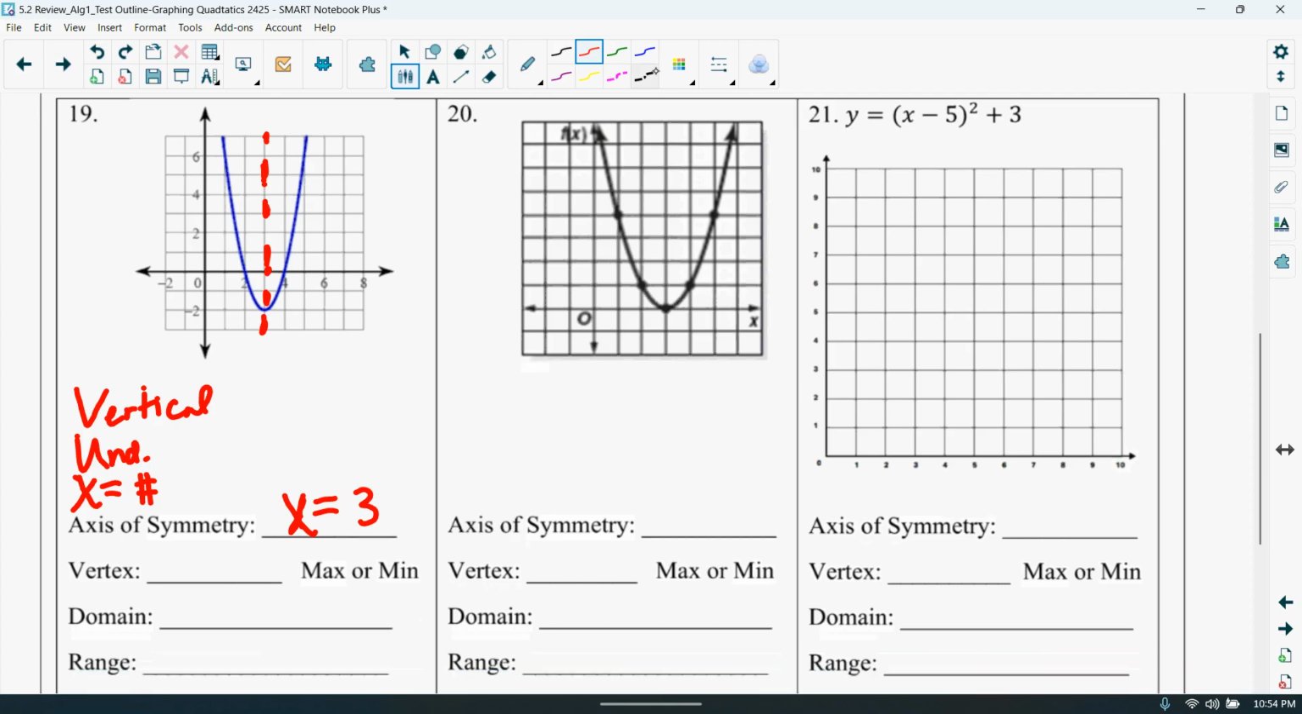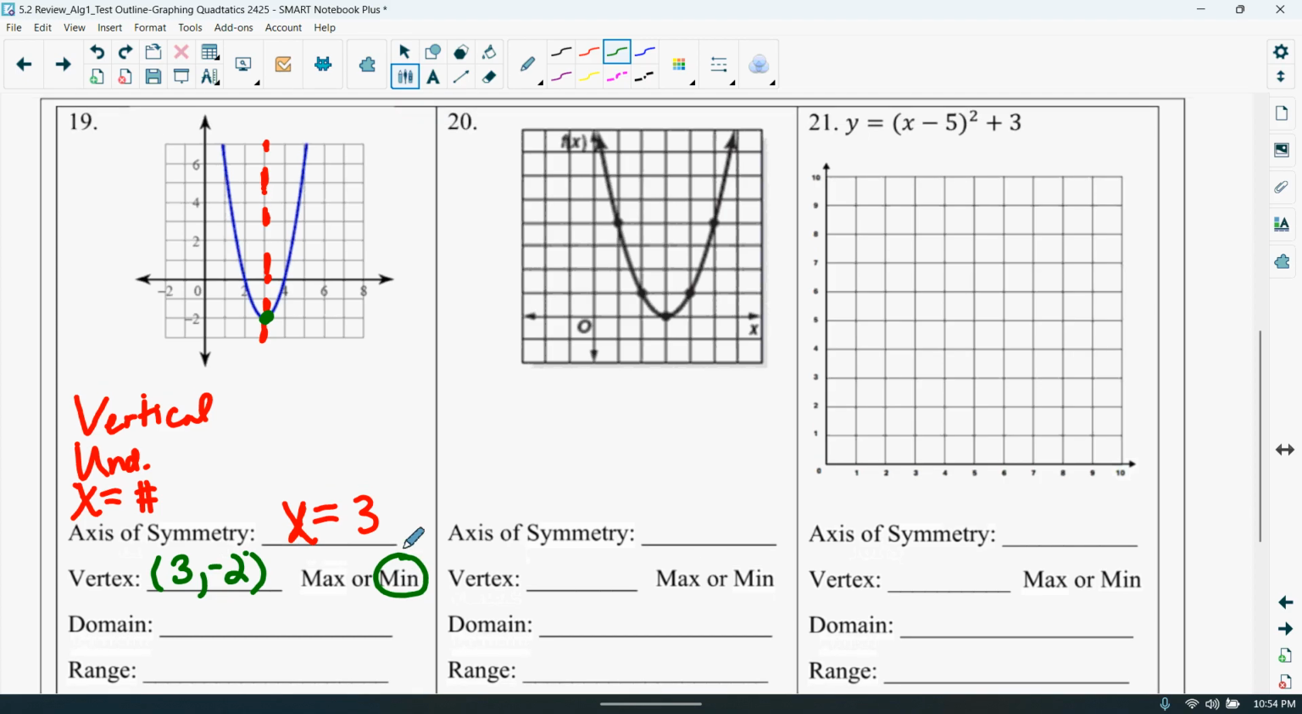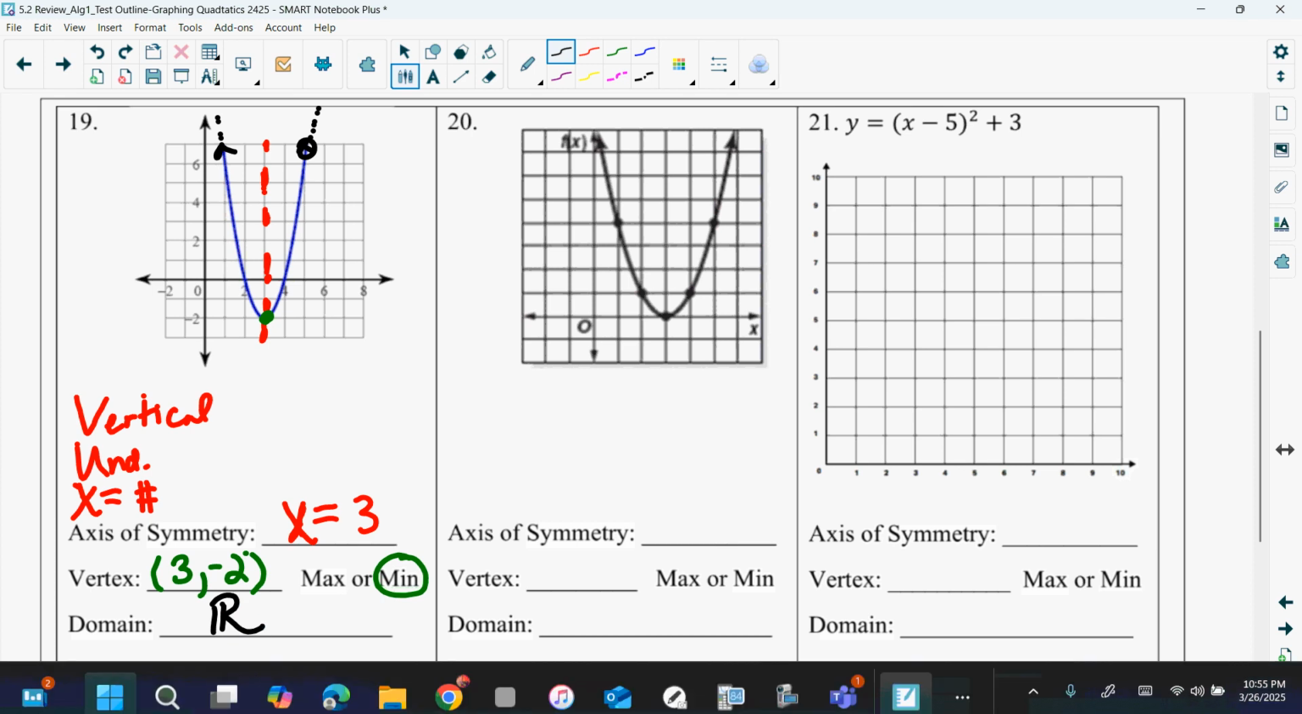Your vertex, that is our lowest point here. This is the lowest point. It's the point where it goes through the axis of symmetry, and that point is at (3, -2). Since it's the lowest point, it is a minimum. Now, we're going to get into when domains may not be all real numbers, but because we have a quadratic, and a quadratic keeps going, unless for some reason I change these arrows to a different circle or something like that, for this we just remember that for all quadratics, the domain is always all real numbers.